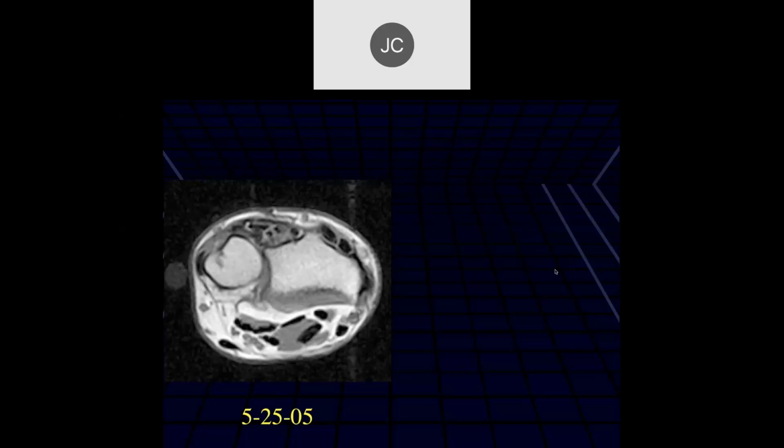Okay, John, did you want to say something? Tenodesis, like I said, is a simple procedure, and it usually works. Some other procedures with the fascia are just a waste of time. Okay.